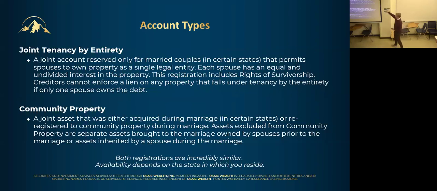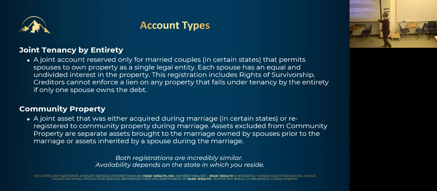So here we've got two other types of joint accounts. Now these are exclusively for married couples. These are two accounts that are only available to legally married couples, which, you know, in certain states, if they don't recognize certain types of marriages, could end up being a problem for the benefits here. Just something to think about. But first of all, we have joint tenancy by entirety.